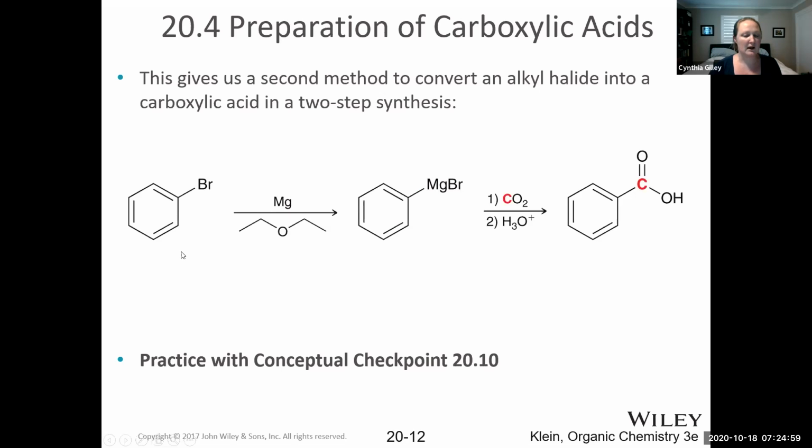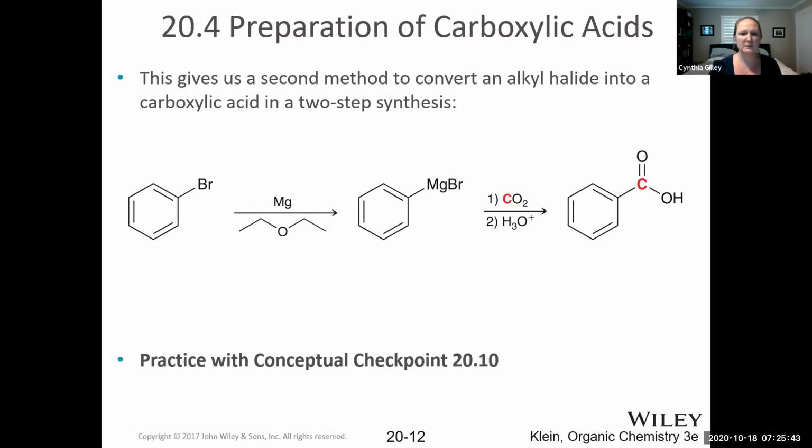This is another synthesis where we start with bromobenzene and treat it with magnesium in an ether solvent to form the phenyl magnesium bromide Grignard reagent. From there, we can treat with carbon dioxide, followed by an acidic workup to obtain benzoic acid. Notice how this carbon does not have to be unhindered or primary for the synthesis of this carboxylic acid. So this is a second alternative to producing a carboxylic acid, but it's also more general.